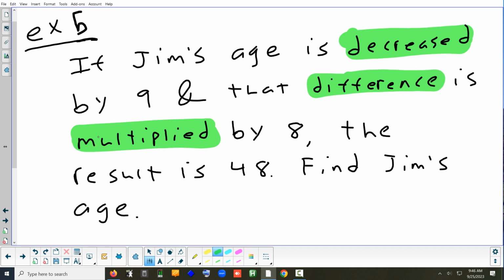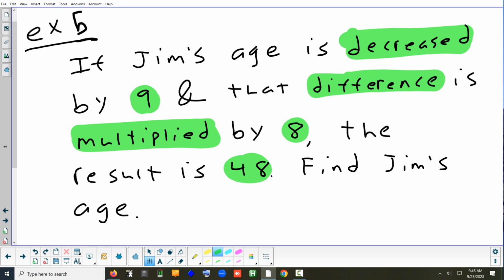The result isn't really super important. But anything that's a number is: the 9, the 48, and the 8. There's something else up there that we're going to have to use in a couple other things. Find. That's just telling us what to do. That's not actually going to be part of the equation. That's just part of the directions.